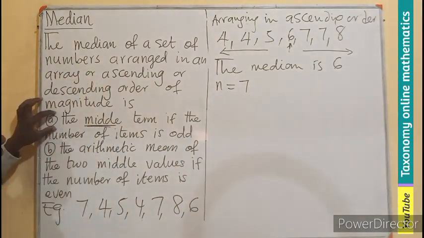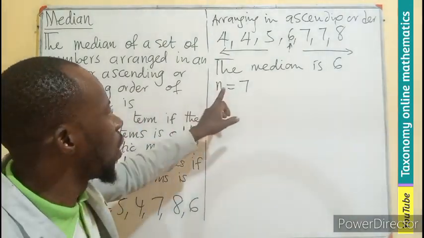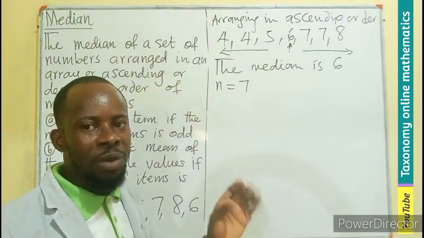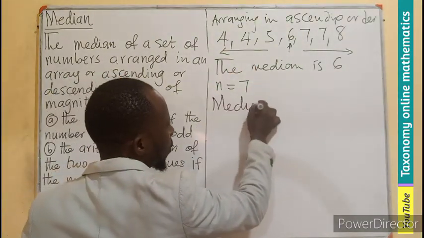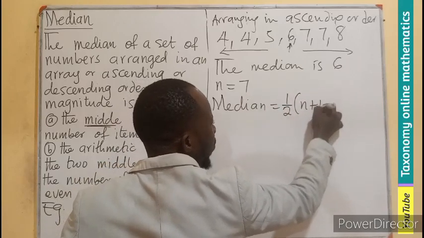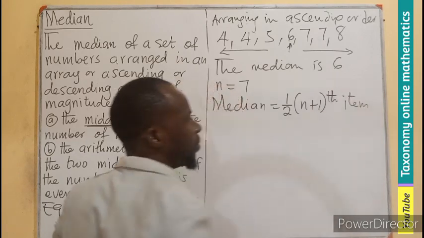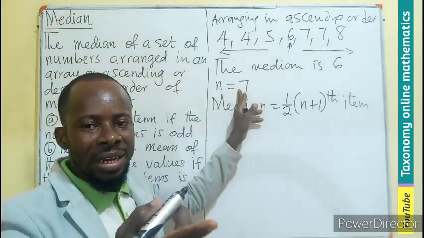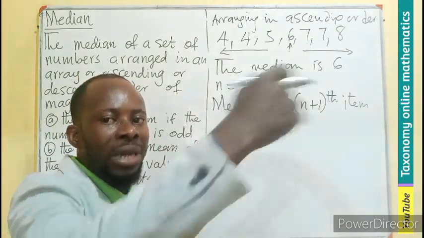And if the term is odd, we are going to add 1 to the n and find half of that. Half will be the middle. So I'm going to find the median as being equal to 1 over 2 times n plus 1 item, which means that I am adding 1 to the n because I can see n is an odd number. Since I'm going to find half of that, I need to have a whole number so that I can be able to tell the position.